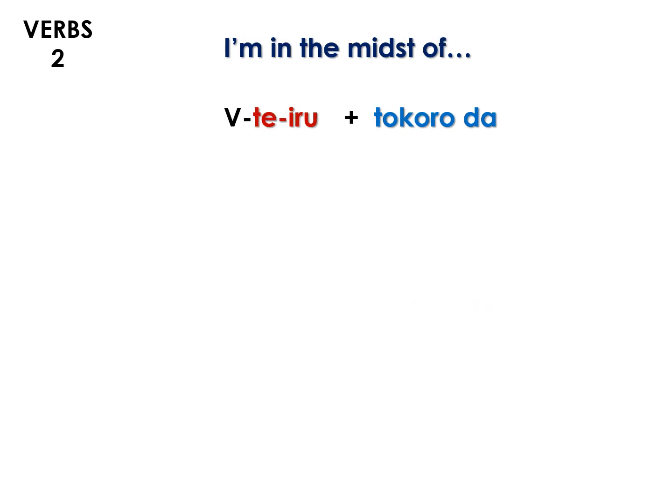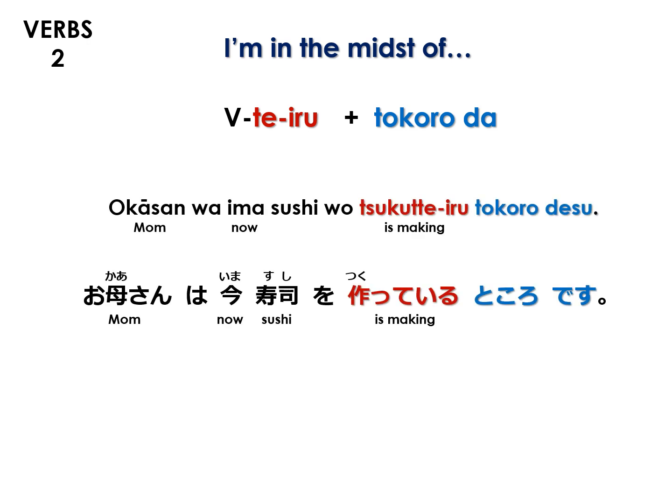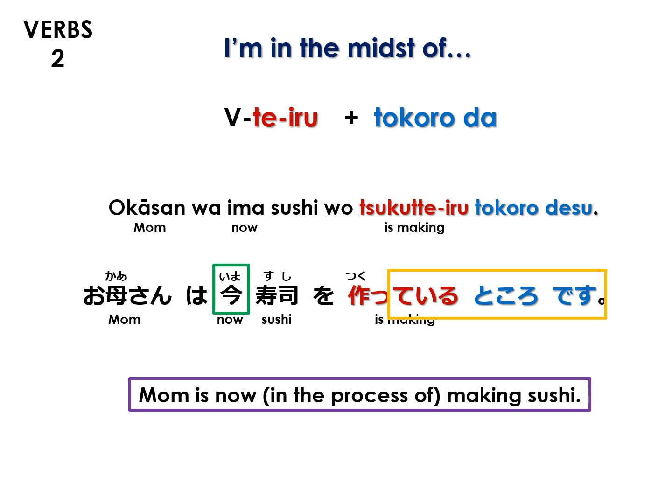Next pattern is ているところだ, which means I'm in the middle of doing such and such. お母さんは今寿司を作っているところです。We have the ているところだ pattern and 今 for emphasis. In translation, Mom is now in the middle of making sushi.